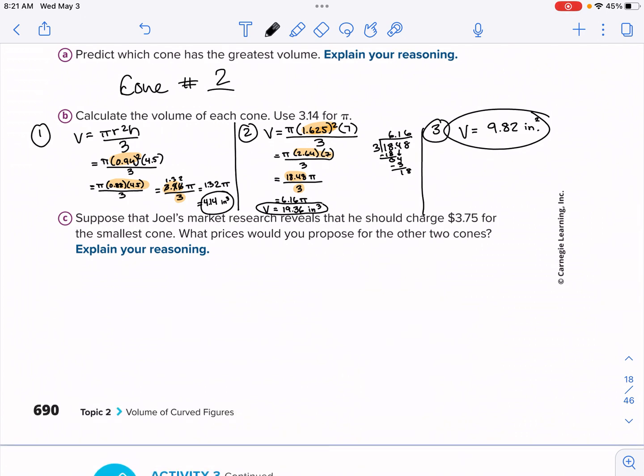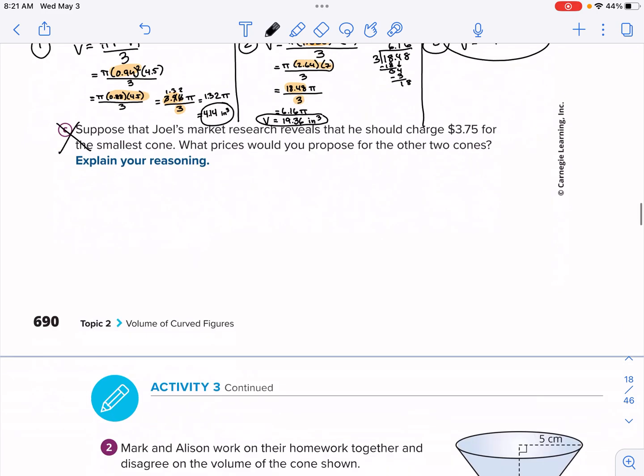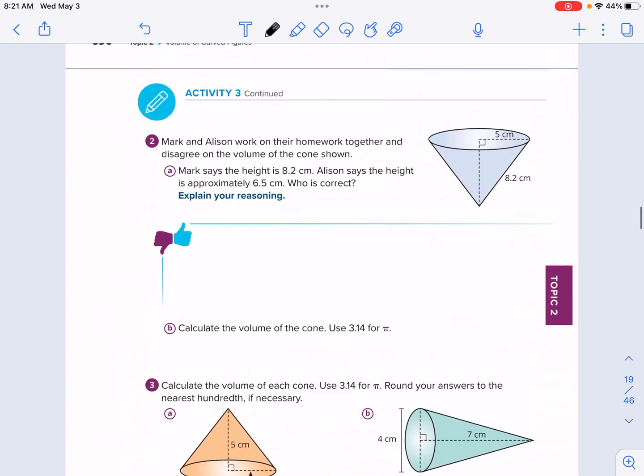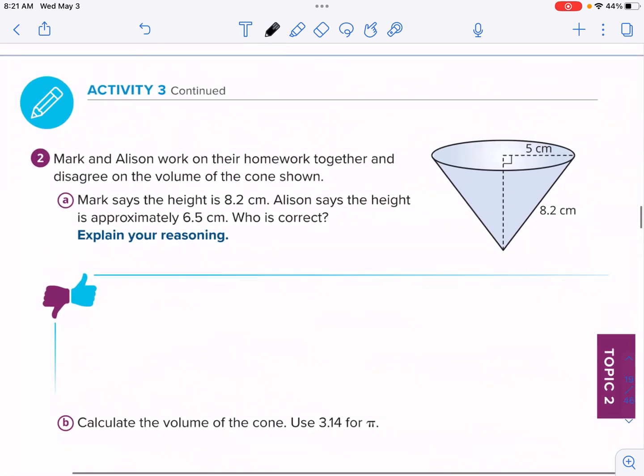All right, so we did A, we did B. We're actually going to skip C. This is just figuring out what we should charge if we're trying to charge for the various amounts of yogurt that's in each of these cups. But we're going to move on to 691. So let's turn this over. The last page that we're going to work on, we're going to do some you-dos as well.